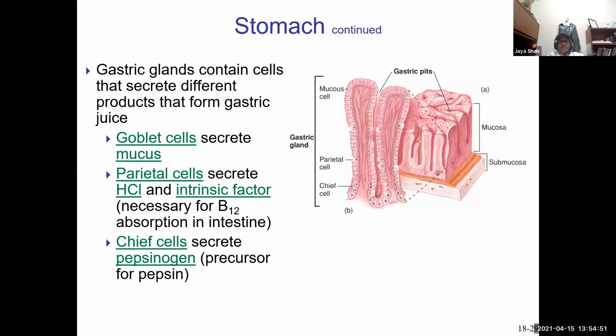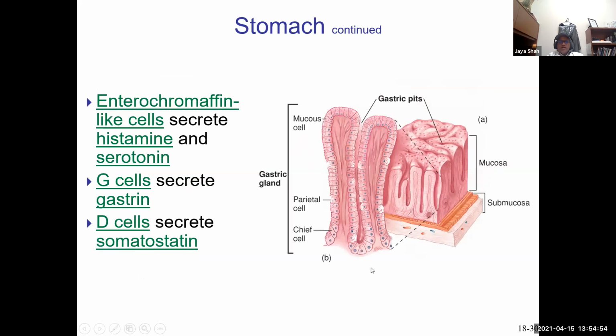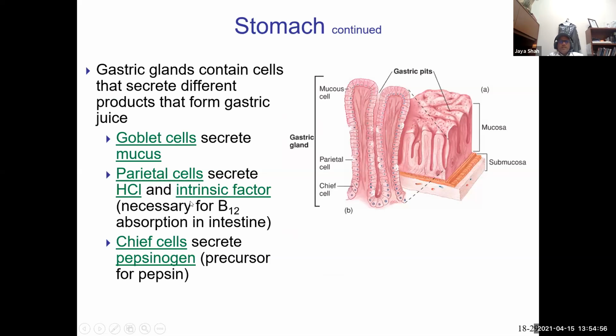The gastric glands contain other cells too, which are not in this diagram. They contain cells that secrete different products, and then these are put into the gastric juice in the lumen. Goblet cells secrete mucus. Parietal cells produce HCl, hydrochloric acid, and intrinsic factor. Intrinsic factor is essential for absorption of vitamin B12.